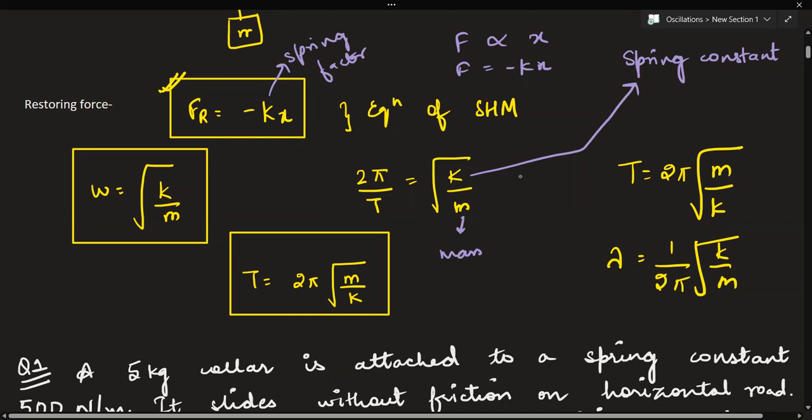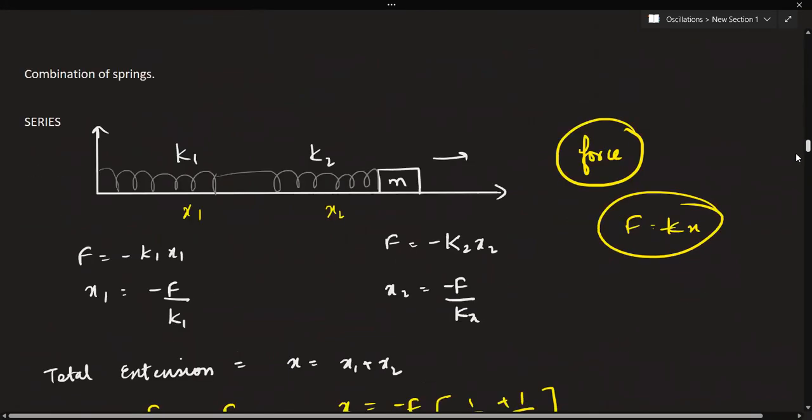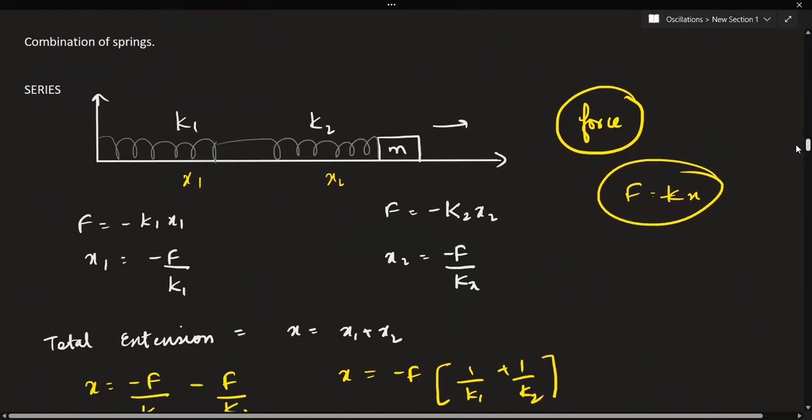Now see, if there are various springs in your system, then there can be multiple arrangements. Like if you have a combination of springs in series. In the case of springs in series, you have to remember the quantity that remains constant is force. Force will be the same if two or more springs are connected in series.